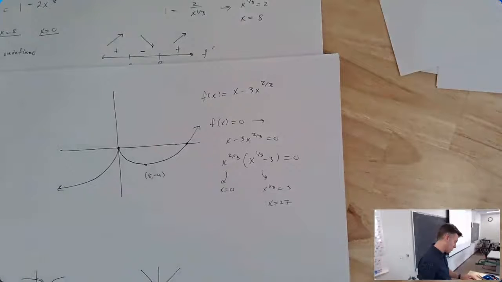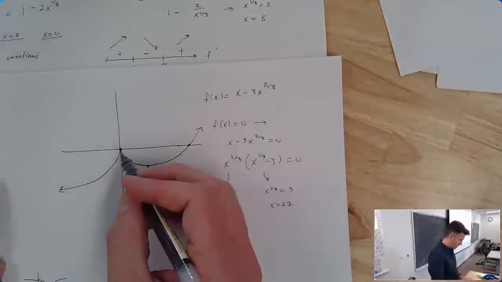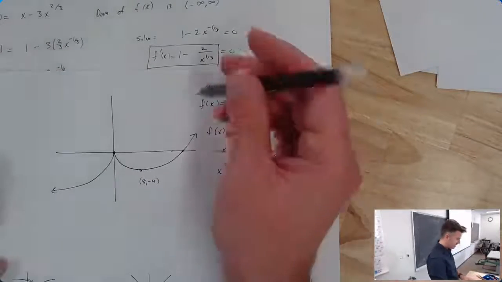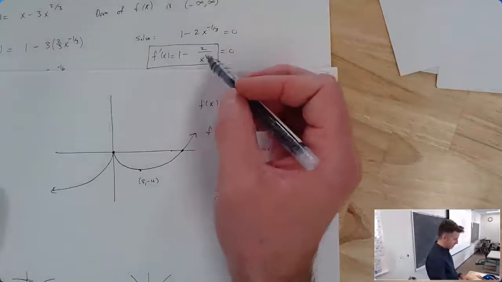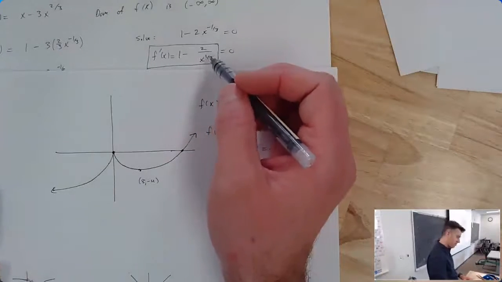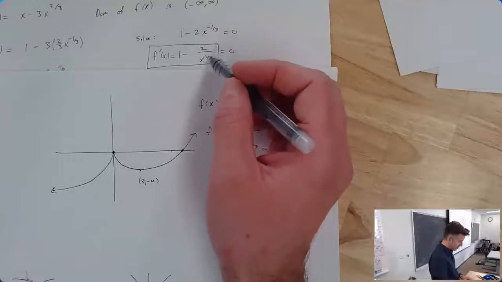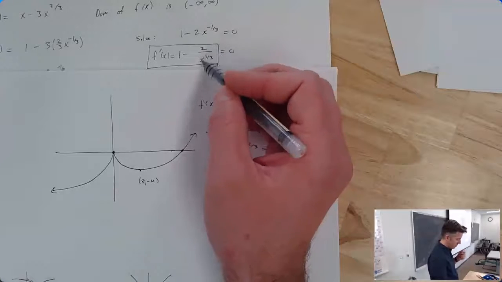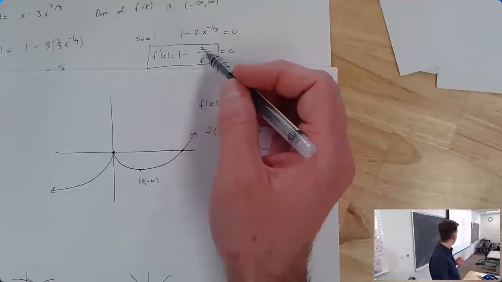Anything else I want to say about this one here? Oh, yeah. Just to point out why this is a cusp: if we look back at the first derivative, as x gets closer and closer to 0, it depends on which side of 0 we're on. If x is approaching 0 from the right, x is slightly positive. 2 over a positive number is positive, but minus that is negative. So you're getting very, very negative values.